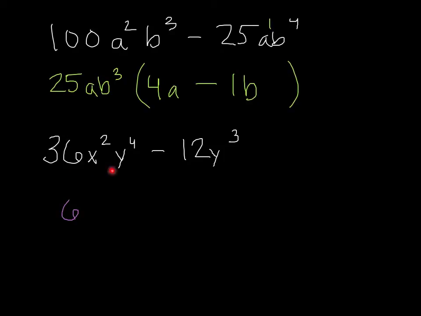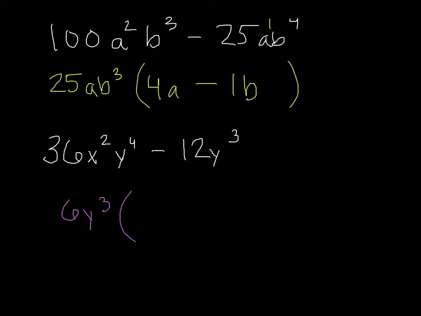Looking at these two terms, do they both have x in common? No, only this one has x. So they do not have x in common. X will not be part of our GCF. But they both have a y in common, and the smallest exponent is 3. So this will be 6y to the third. We're going to divide each of these terms by the GCF that we found. Remember, this GCF is not entirely right, but that's okay. I'm going to show you how to fix that.